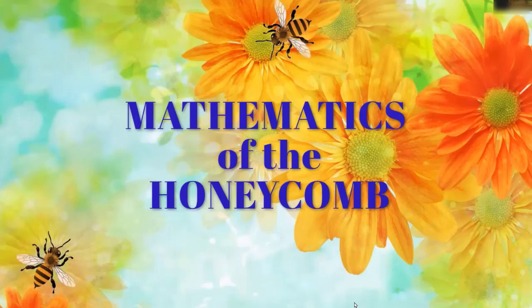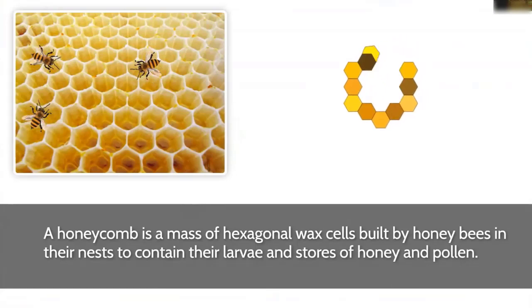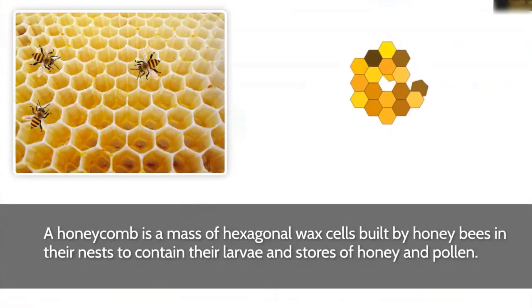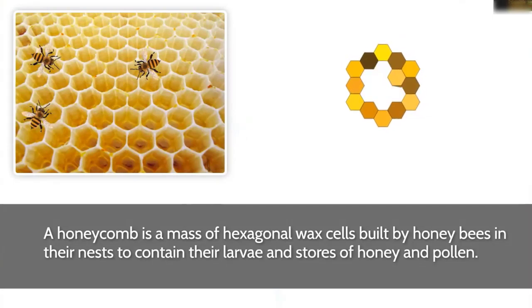We don't know. But today, we will focus on one thing about them, their honeycomb structure, the mathematics of the honeycomb. Today, we will explore the secrets of the honeycomb. When we look closely inside the honeycomb, we find that larvae, babies, and honey are collected in small hexagonal wax cells that reflect a magnificent engineering design.